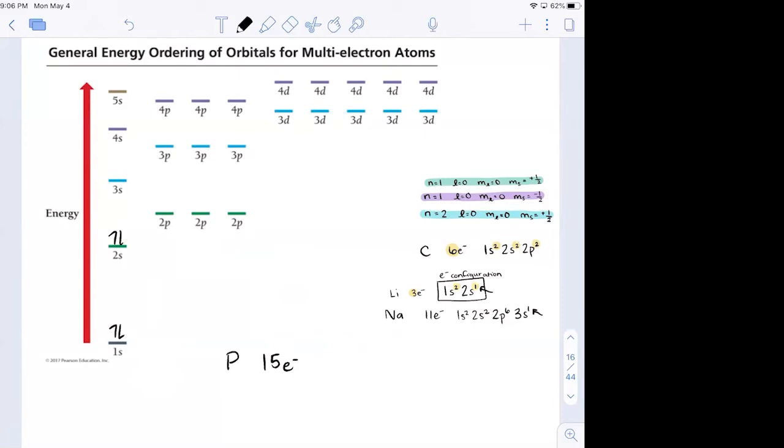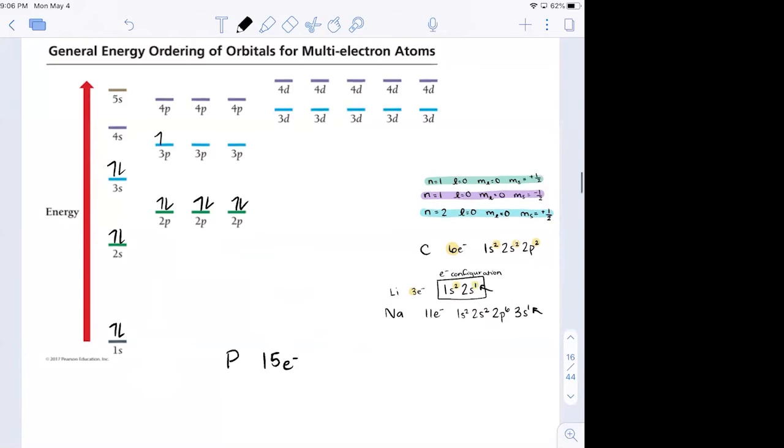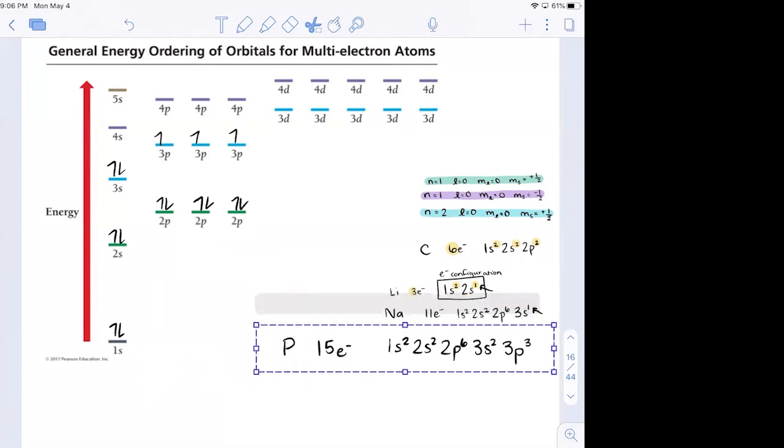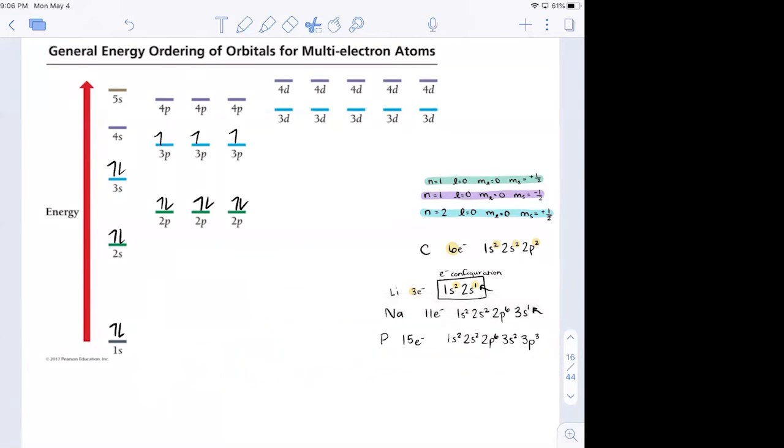1, 2, 3, 4, 5, 6, 7, 8, 9, 10, 11, 12, 13, 14, 15. 1s2, 2s2, 2p6, 3s2, 3p3. Again, always double check to make sure that your exponents add up to the overall electron count. And make sure you're following the Aufbau principle, the Pauli exclusion principle, and Hund's rule.